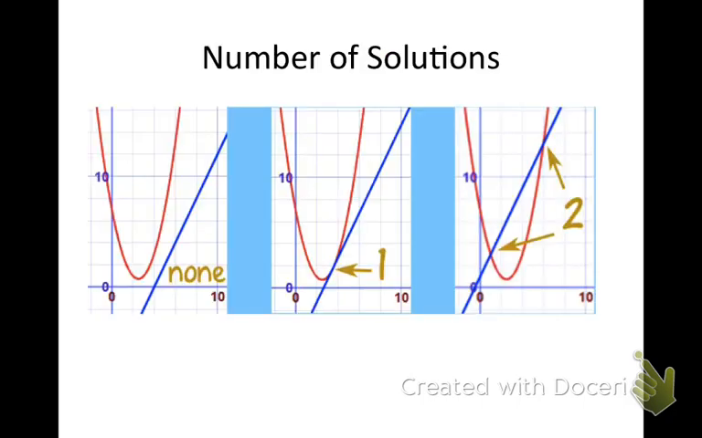Okay, so first of all, we need to talk about the number of solutions. If we graph one quadratic and one linear equation, we can have 0, 1, or 2 solutions. So 0 solutions, they wouldn't cross at all. 1 solution, they would touch once. Or 2 solutions, they would cross twice.